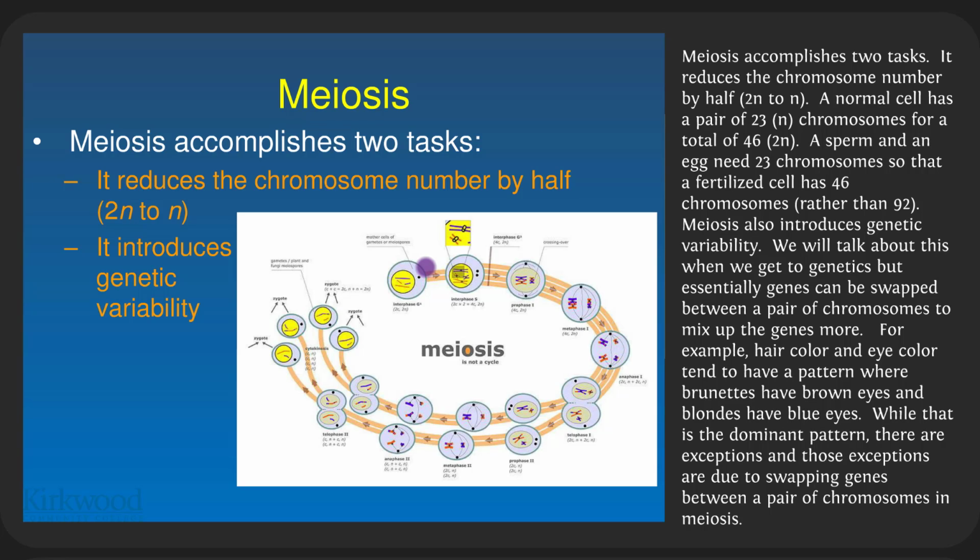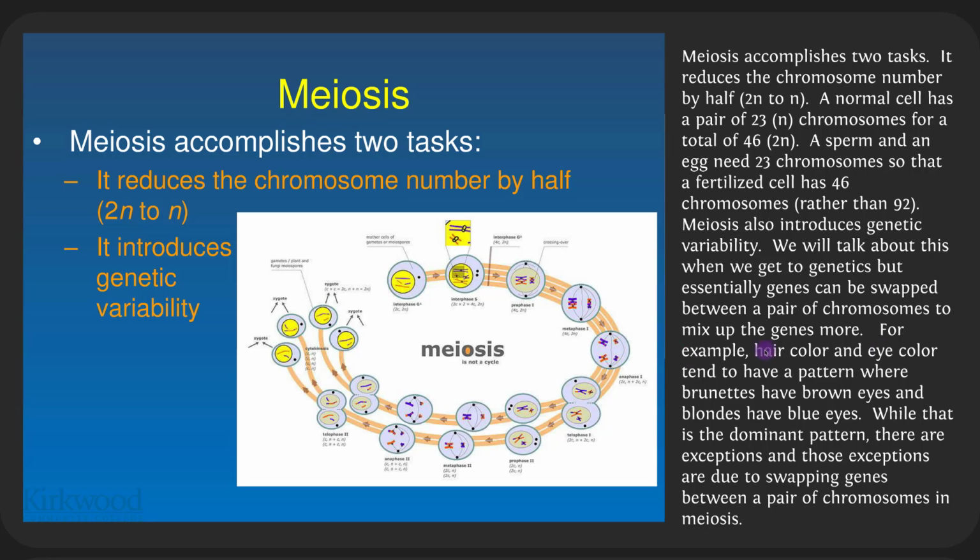Meiosis also introduces genetic variability. We'll talk about this when we get to the genetics, but essentially genes can be swapped between a pair of chromosomes to mix up the genes even more. It's kind of shown here in this figure that we've got a little bit of the orange chromosome on the purple and a little bit of the purple on the orange.